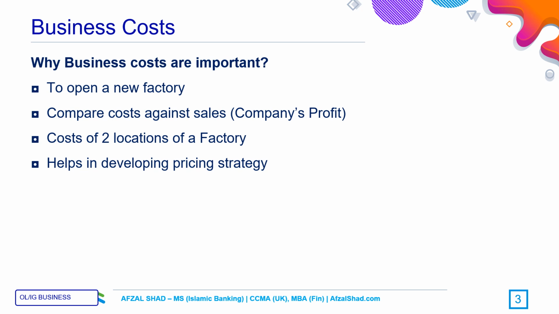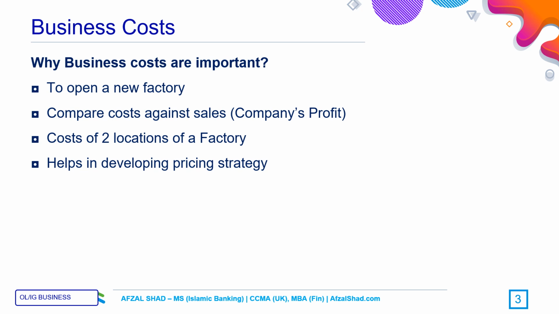Let's recall from start till end. So cost is important when you're opening up a new business. Cost is important when you are comparing it with the sales. Higher the sales, higher the cost would be, but at the end of the day you must be getting more profits. If the sale is going up by 2000, the cost should be going up by less than 2000, 1500 or 1400 maybe. Third, when you are choosing between two different locations of any factory or any business, you again discuss the costs of it. And fourth, the cost is important in developing the pricing strategy, that is, what should be the selling price of our product.